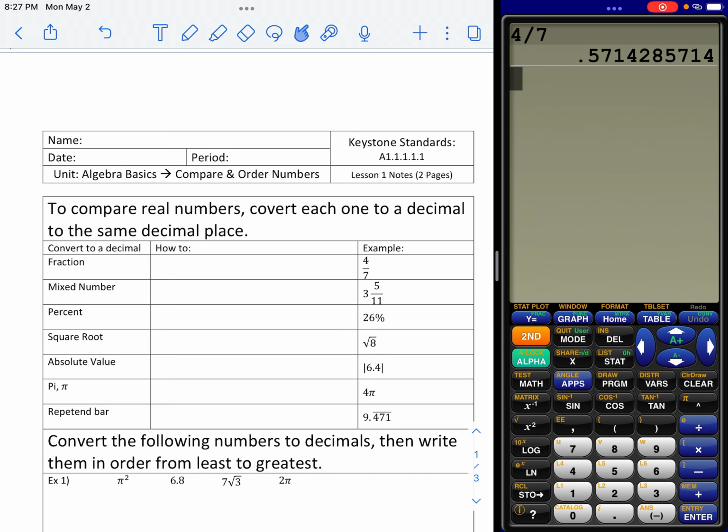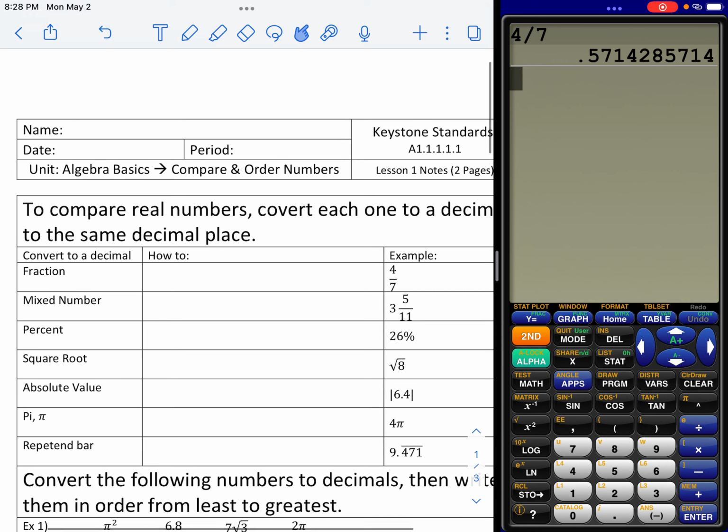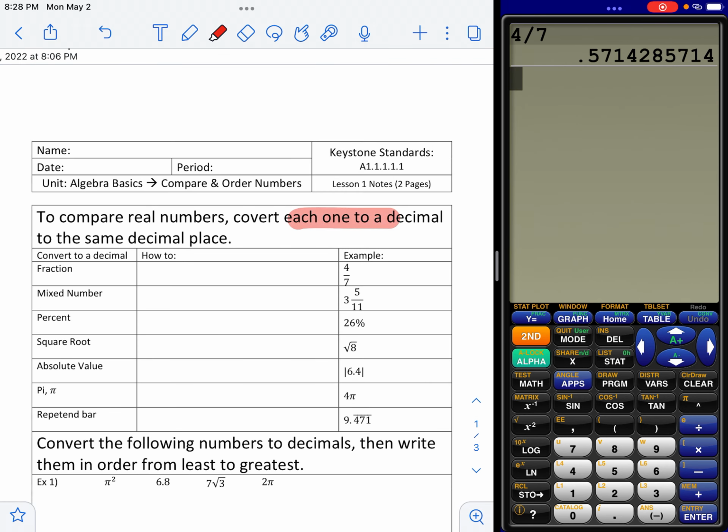when you're finished. So to compare real numbers, we're going to convert each of them to decimal form. That's the key here. Then what we want to do is make sure that decimal is rounded to the same place. So if one of them has 4 decimal places, they should all have 4 decimal places.